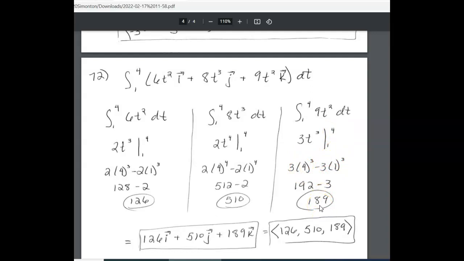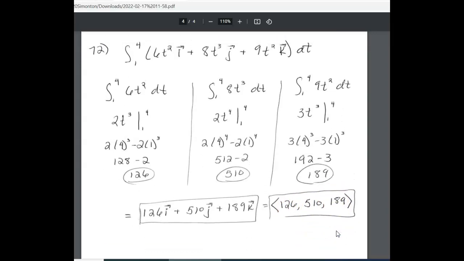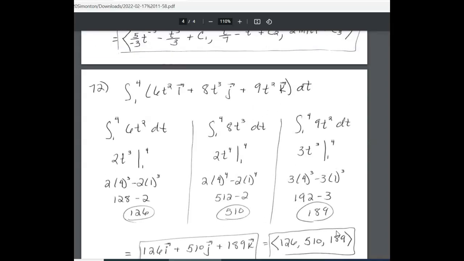Just make sure you're writing the answer in vector form. So 126i plus 510j plus 189k, or the other format, the vector with 126, 510, and 189. So just basic antiderivatives for indefinite integrals and basic derivatives of vector functions. There are a few other things in that section that we will have to cover in class on Monday, but that at least gets you through the basics.